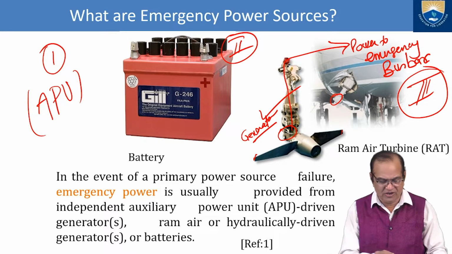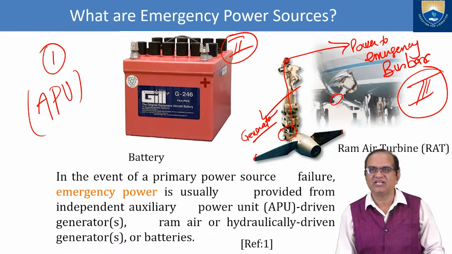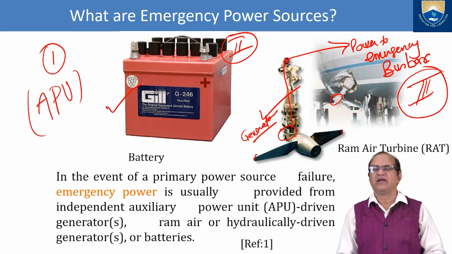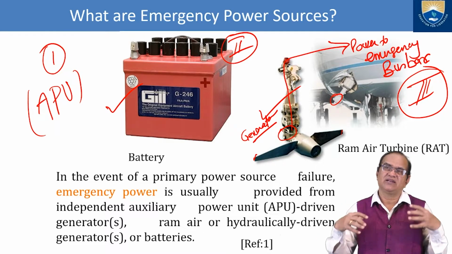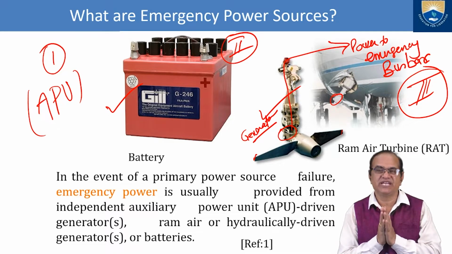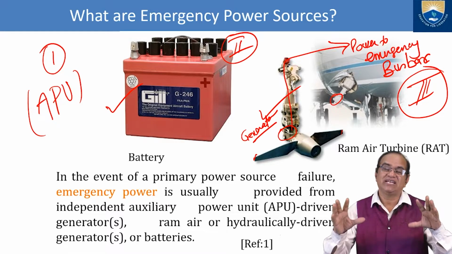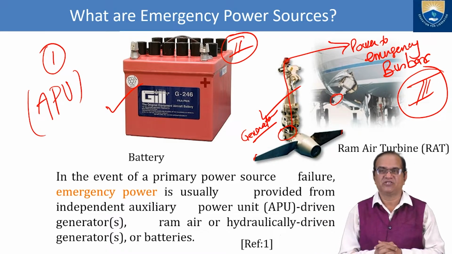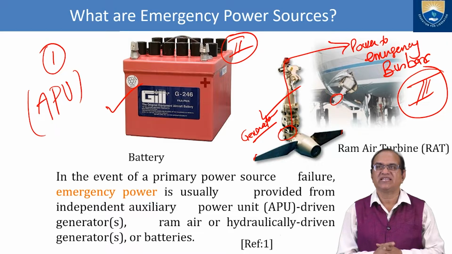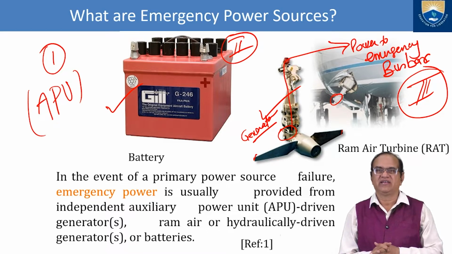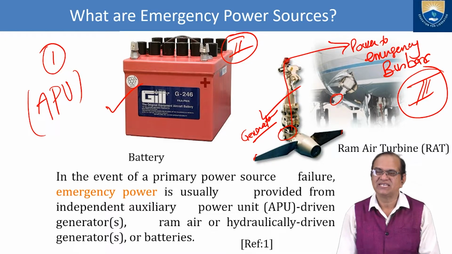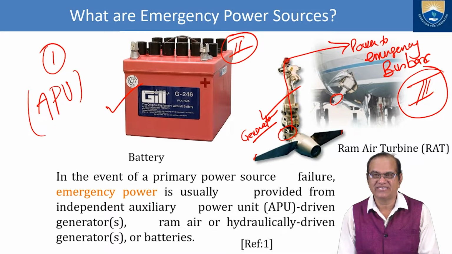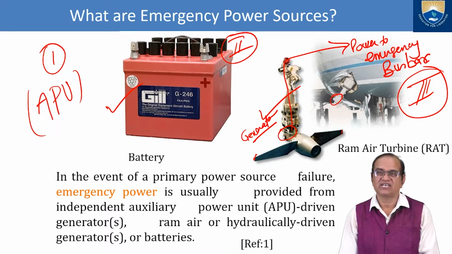A small aircraft will not have the APU or the RAT, but every aircraft will have the battery. The battery is used for 30 minutes. In any aircraft, the battery can supply power for 30 minutes so that it can land at the earliest opportunity. So these are the power sources if your main engine fails and your primary alternating current and DC generators have failed.